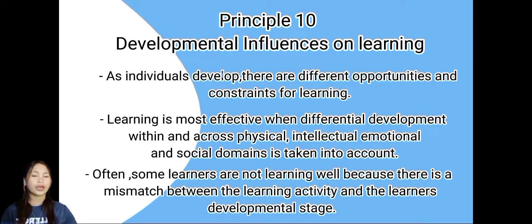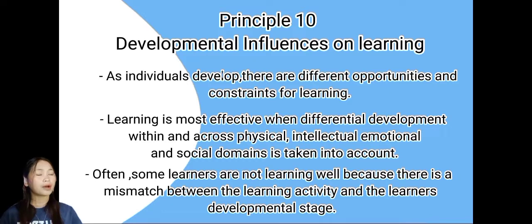So, as a future educator, when teaching, we need to take into account the different forms of development such as physical, cognitive, and social domains in order to ensure that our students will learn as much as possible. Often, some learners are not learning well because there is a mismatch between the learning activity and the learner's developmental stage. So, as students, we go through the different stages of life and we approach learning in different ways. As a future educator someday, in our classroom, we will not just check their capacity in learning but rather also their physical, cognitive, and social domains.